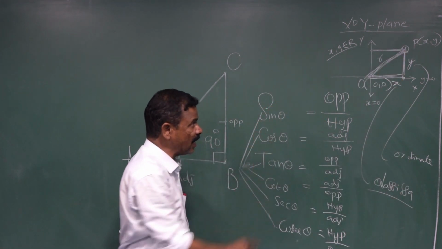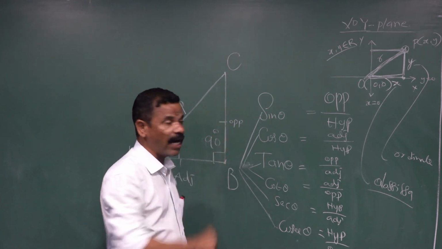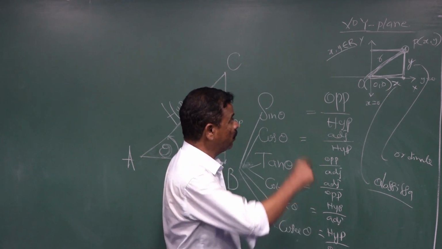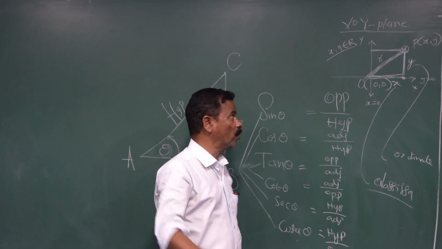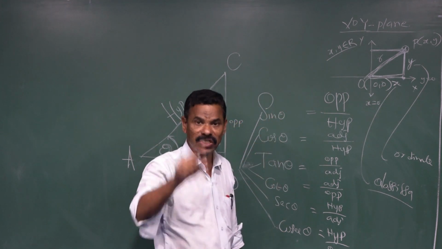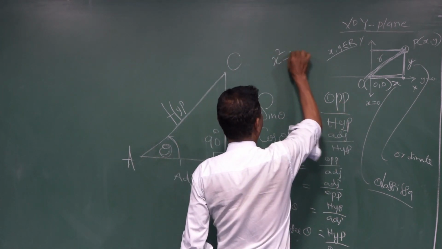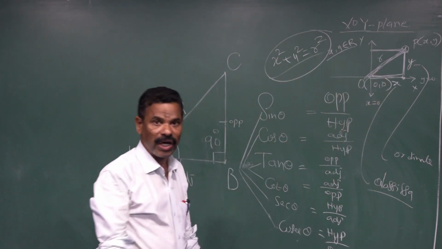So here y is the opposite side, x is the adjacent side, r is the hypotenuse. By the Pythagoras theorem, the sum of the squares of the sides is equal to the square of the hypotenuse. According to that, x square plus y square is equal to r square. This is the circle equation also.